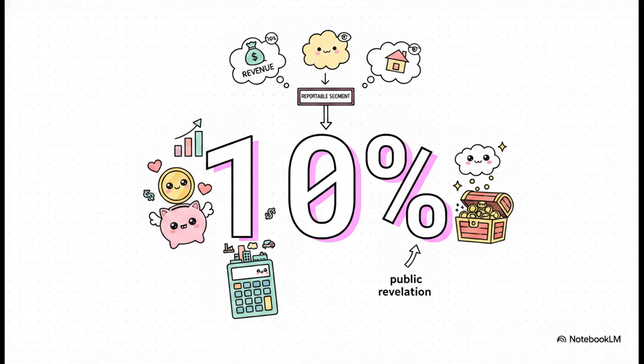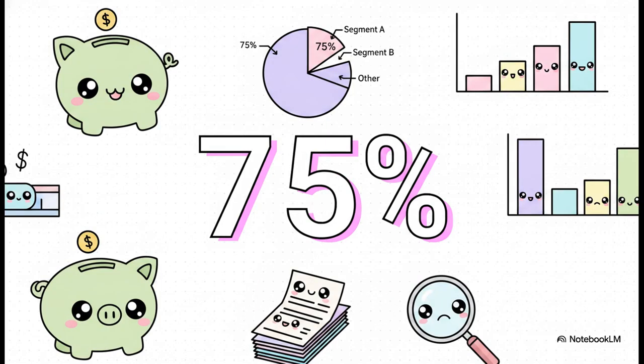Even if a segment isn't generating huge revenues or profits right now, if it's tying up a full tenth of the company's total resources, users of the financial statements absolutely have a right to know what's going on in there. So hitting just one of these 3 10% thresholds, revenue, profit or loss, or assets, promotes an operating segment into a reportable segment.